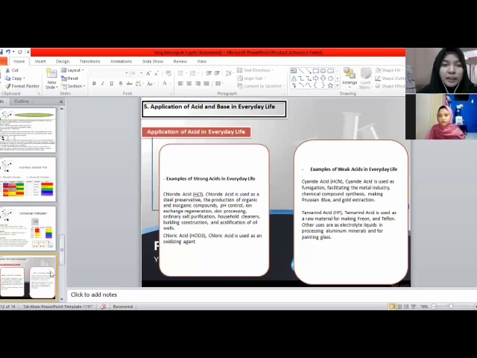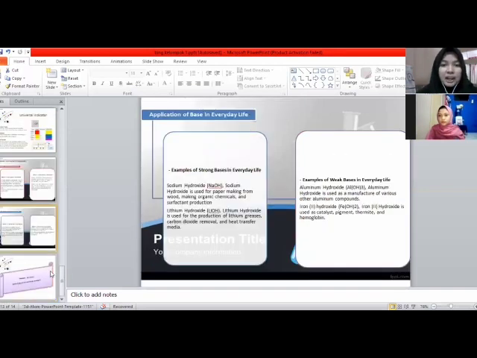Application of base in everyday life. Example of strong base in everyday life. Sodium hydroxide. Sodium hydroxide is used for paper making from wood, making organic chemicals and surfactant production. Lithium hydroxide. Lithium hydroxide is used for the production of lithium gases, carbon dioxide removal, and heat transfer media.